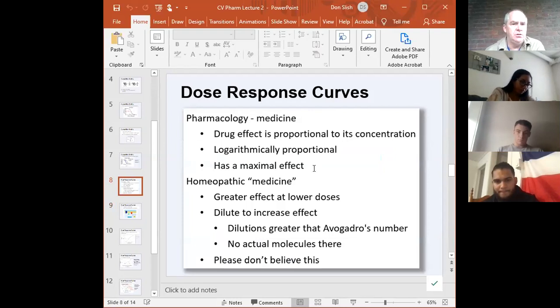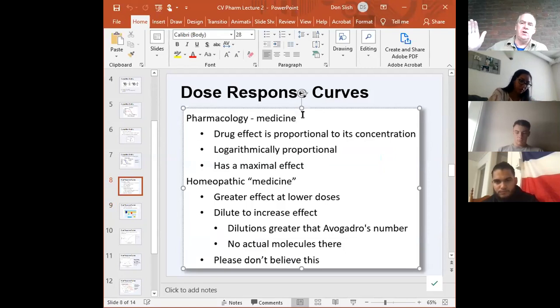Okay. And in pharmacology, the drug effect is proportional to its concentration. So as you increase the dose of the drug, you expect to see a higher response from it, and that's our dose response curve. And it's got a maximal effect. It will always peak. If it doesn't peak, then it's not pharmacological. It's probably non-specific. And we'll talk about that.